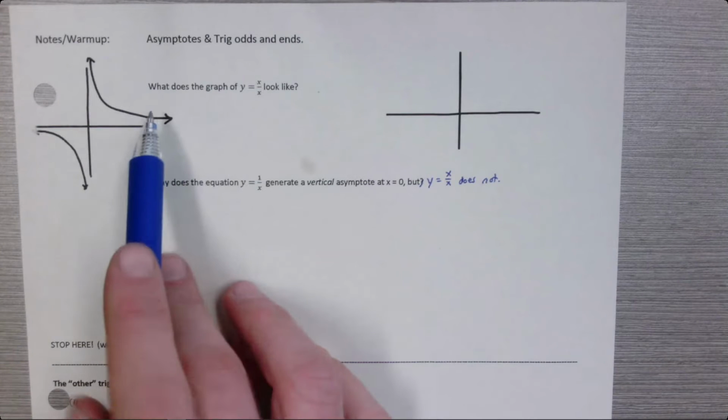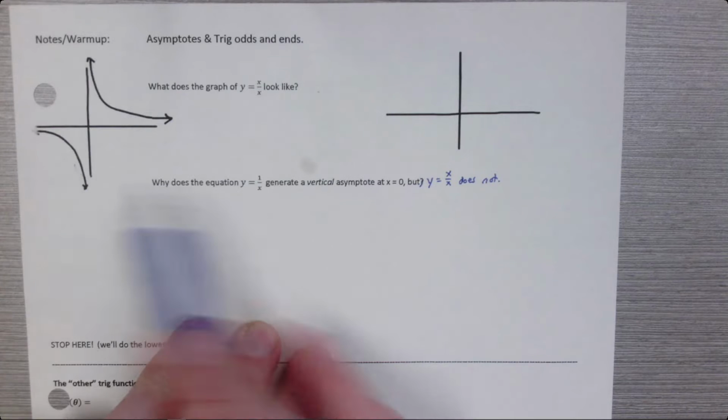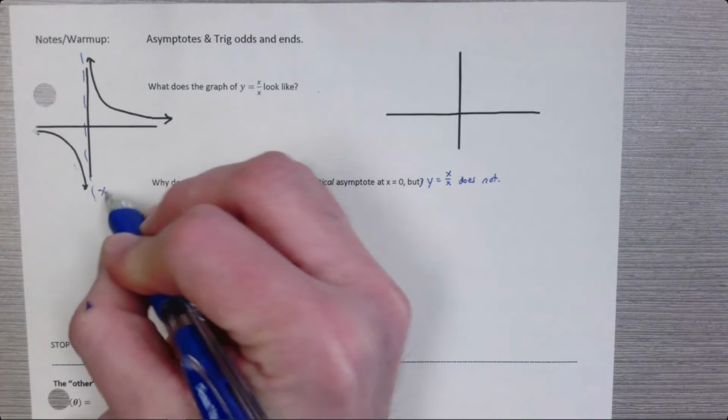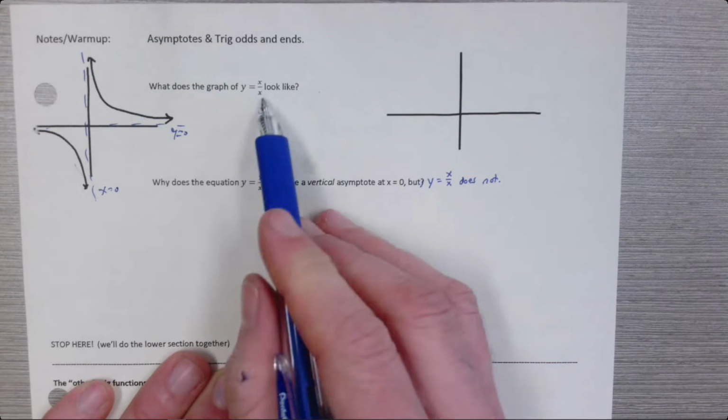All right, so question the first. This is the graph of y equals 1 over x. It's familiar. We've got a vertical asymptote here at x equals 0, horizontal asymptote at y equals 0. What about y equals x over x?